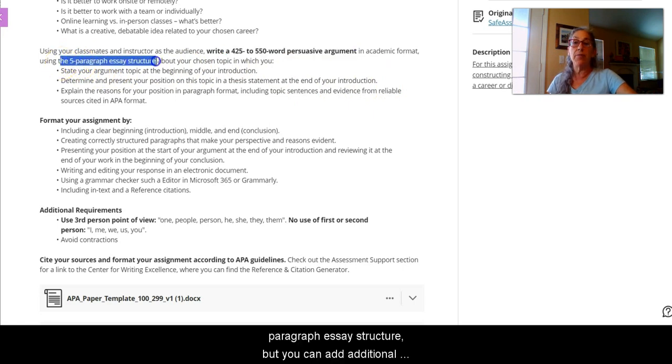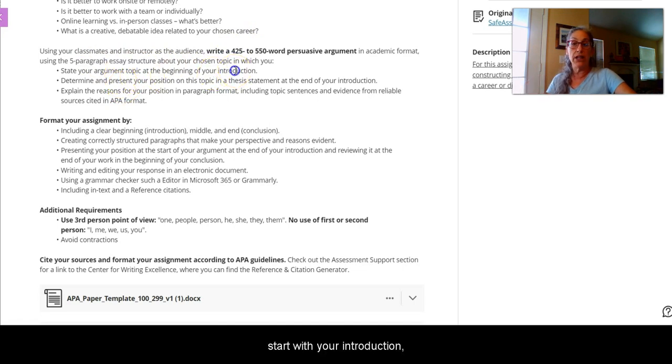It's going to be the 5-paragraph essay structure, but you can add additional body paragraphs if you need to. And that you are going to start with your introduction, which is where you will present your argument, your thesis statement. Determine and present your position on this topic, right? That is the thesis statement here. And explain the reasons for your position in paragraph format using evidence from outside sources.